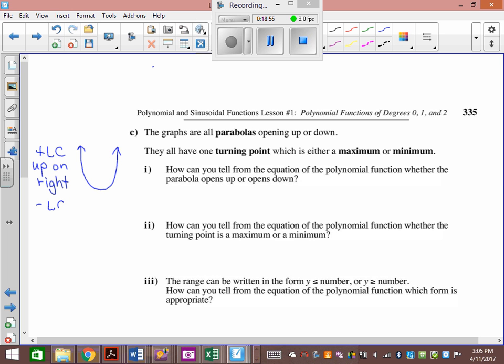Negative leading coefficient, it's down on the right because it's negative, just like it was down on the right if it was a negative leading coefficient with linear. It didn't change. It's also going to be down on the left as well.